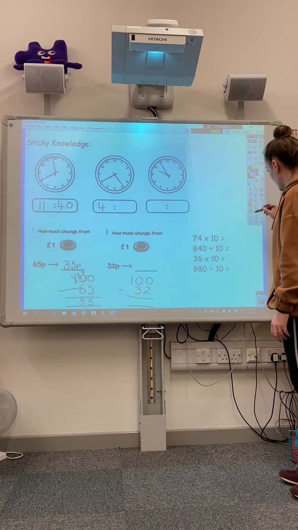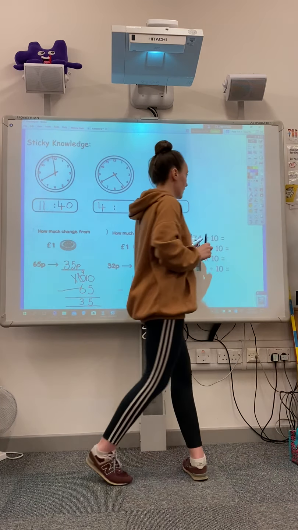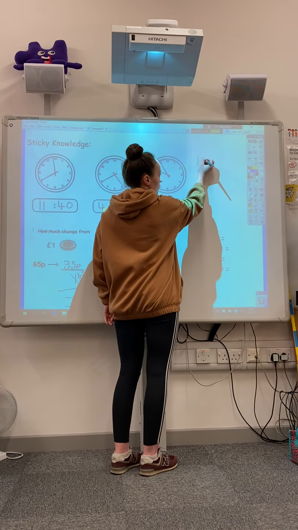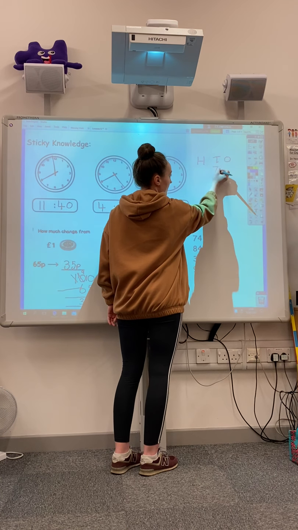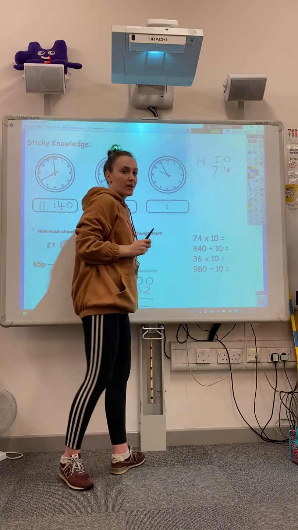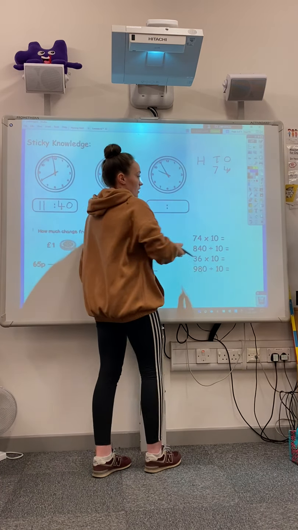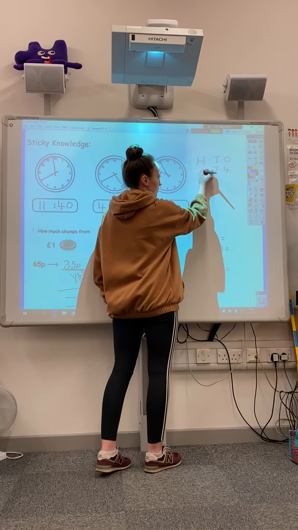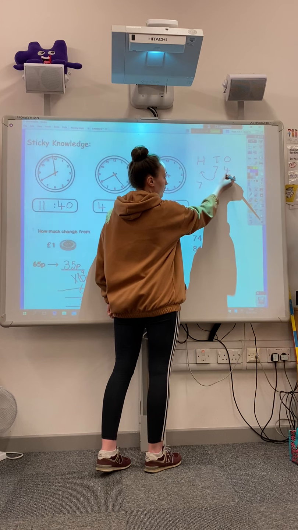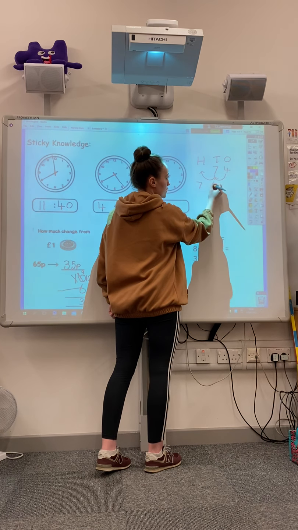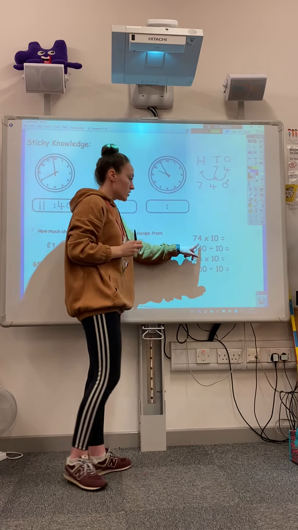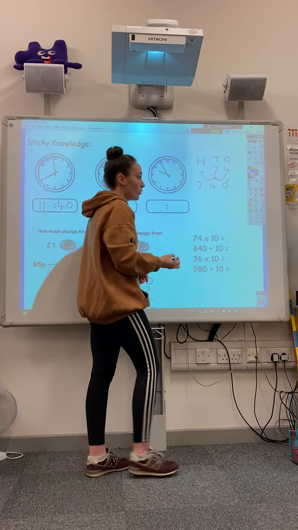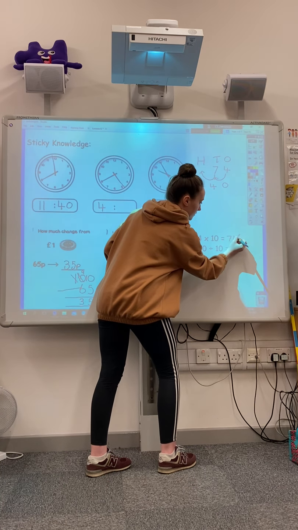And then the next one, we are multiplying by 10. Now we know if we've got a hundreds, tens and ones grid, and we put 74 in here, when we are multiplying, the values get bigger. So our 7 tens would move into our hundreds, our 4 ones would move into 4 tens, and then we put a 0 for our place value holder. So 74 times 10 would be 740.